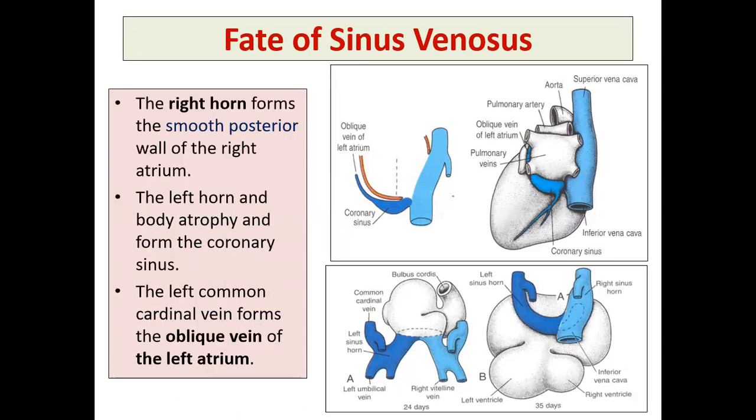So the right horn forms the smooth posterior wall of the right atrium. The left horn and the body atrophy and form the coronary sinus. The left common cardinal vein forms the oblique vein of the left atrium.